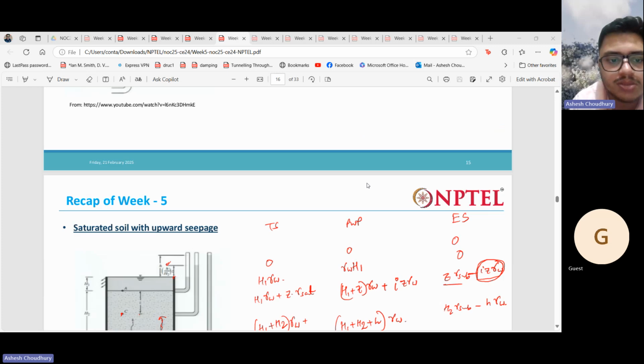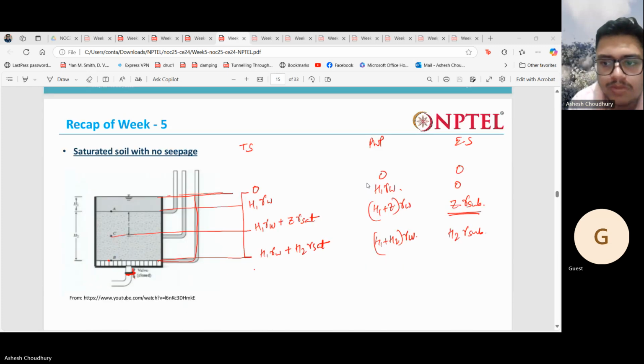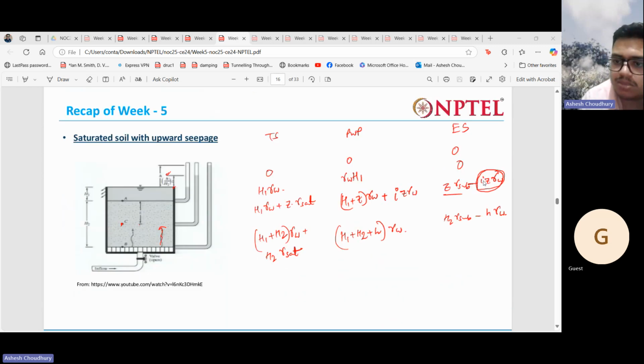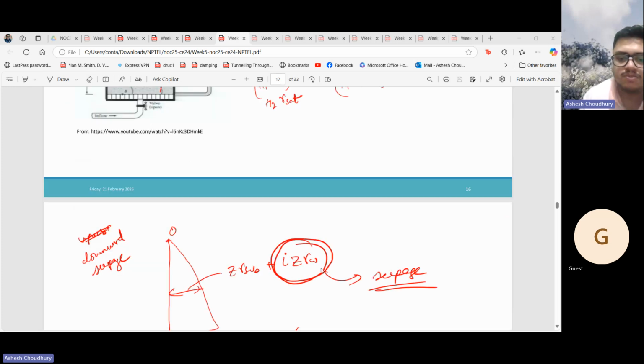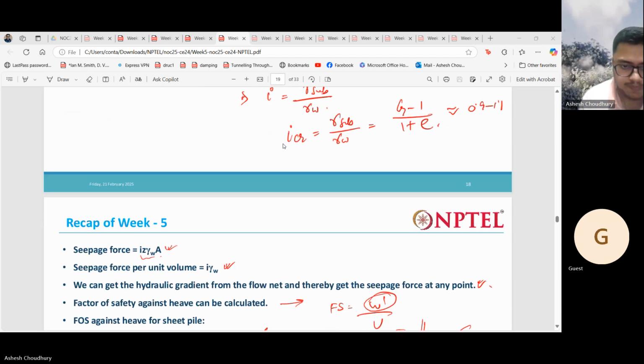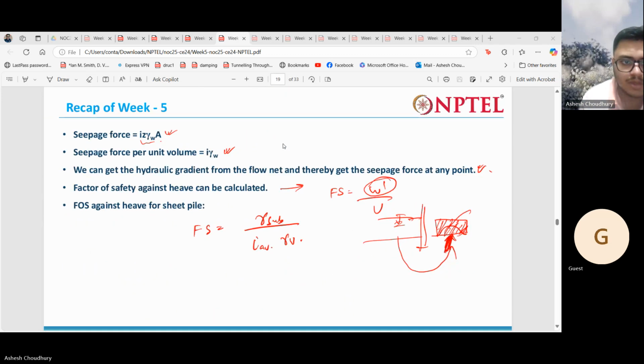Okay, so this is due to seepage. When there is no seepage, you don't have that term. You can see that term is absent, but it comes from the seepage, from the movement of the flow of water. It is i z gamma w. So seepage force is i z gamma w times A, and seepage force per unit volume is i times gamma w.